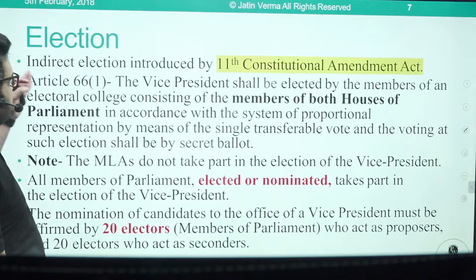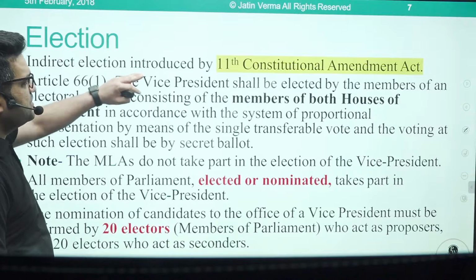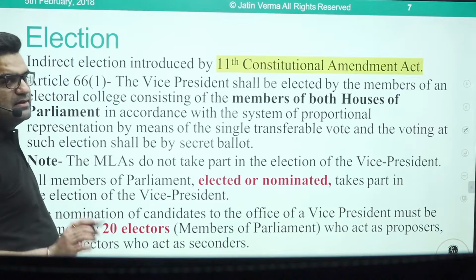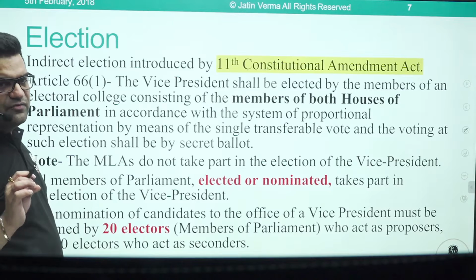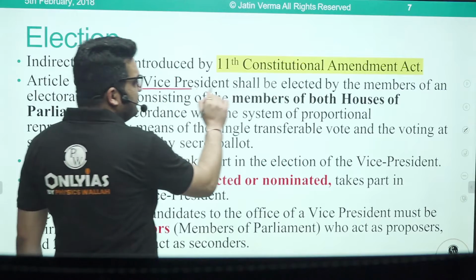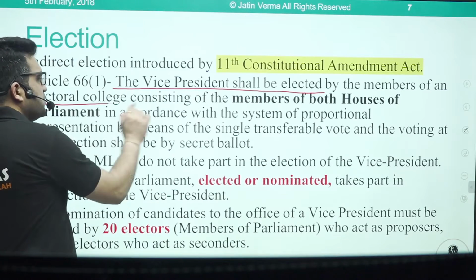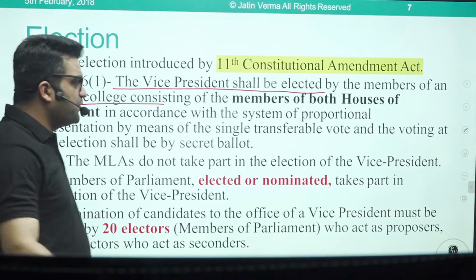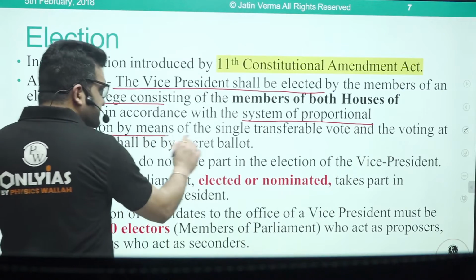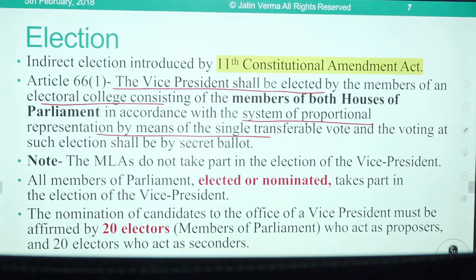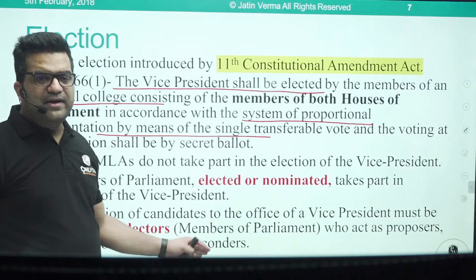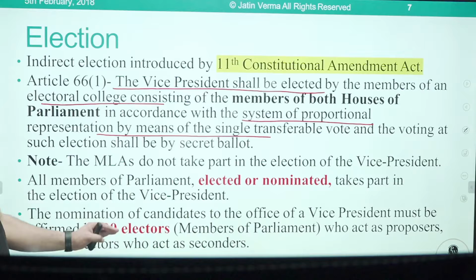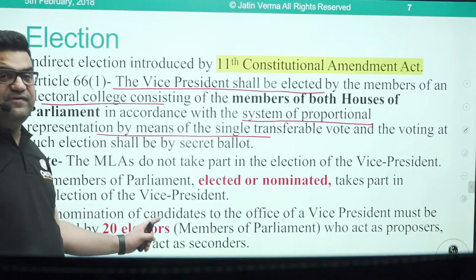Then Article 66, talking about the election. Indirect election was introduced by the 11th Constitutional Amendment Act, which talks about the vice president's election. The vice president shall be elected by an electoral college consisting of members of both the houses, elected as well as nominated members, in accordance with the system of proportional representation, by means of single transferable vote, more or less the same as the criteria for the election of the president. The only difference is that there, 50 proposers and 50 seconders are required; here, 20 proposers and 20 seconders are required.